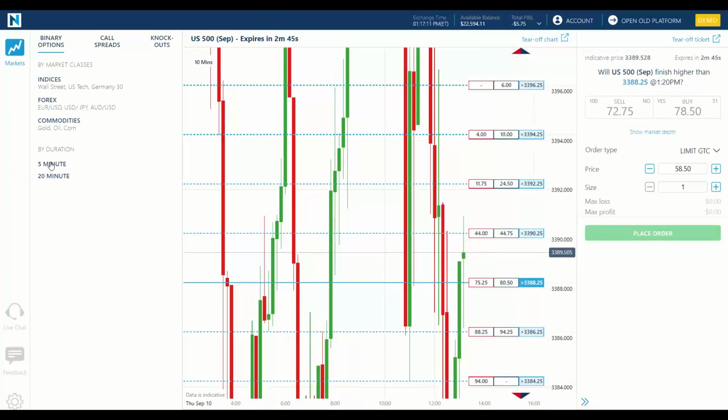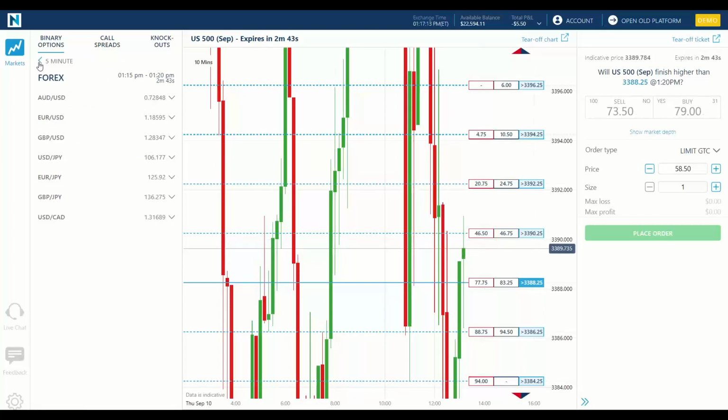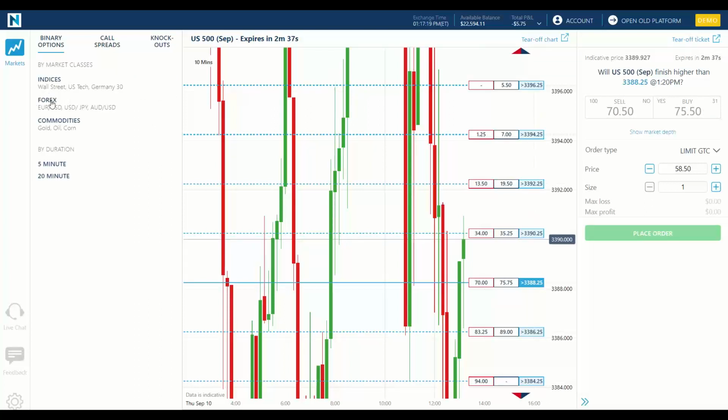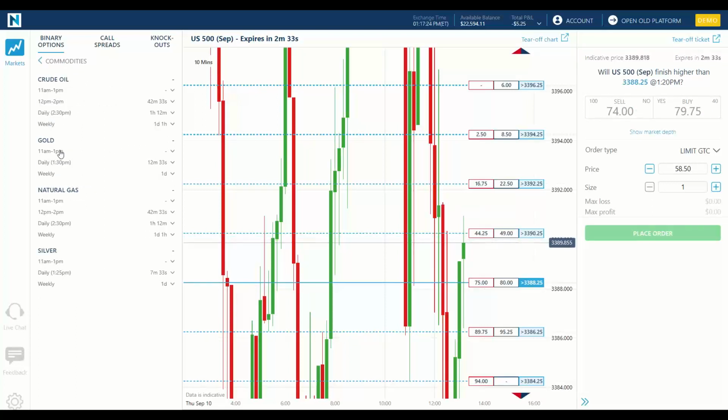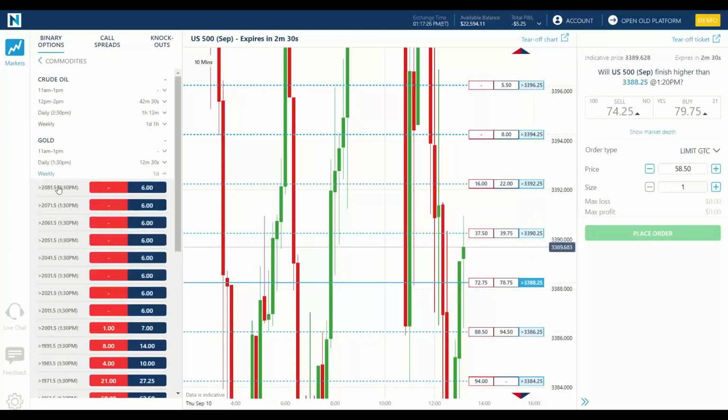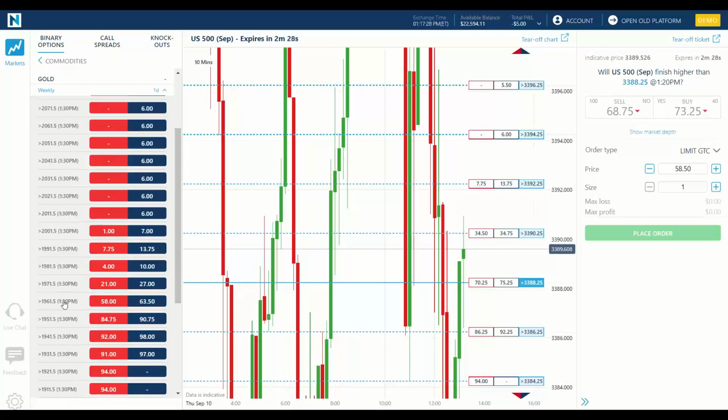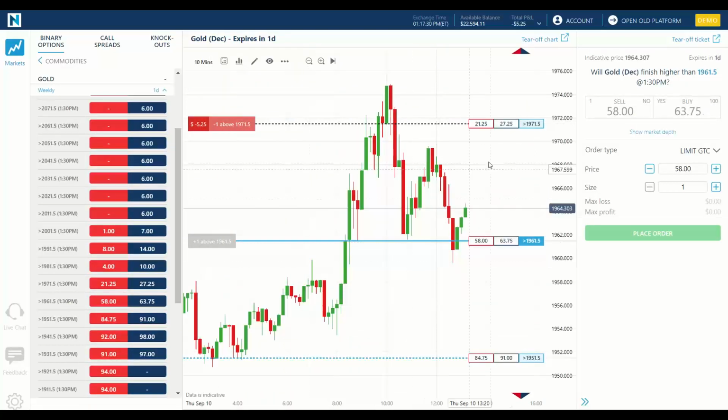Those are all foreign exchange pairs. We've got 20-minute binaries, which are in the U.S. indices. And then we've got binary options with different settlement times, hourly, daily. Here's a gold weekly contract. Okay, so here's the gold weekly, and there's not going to be as much price volatility in here.